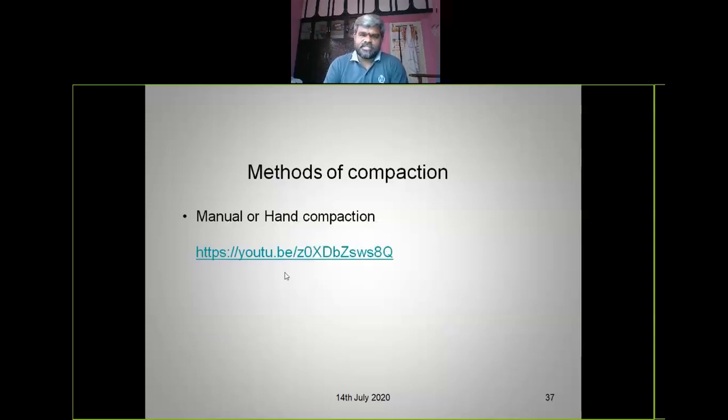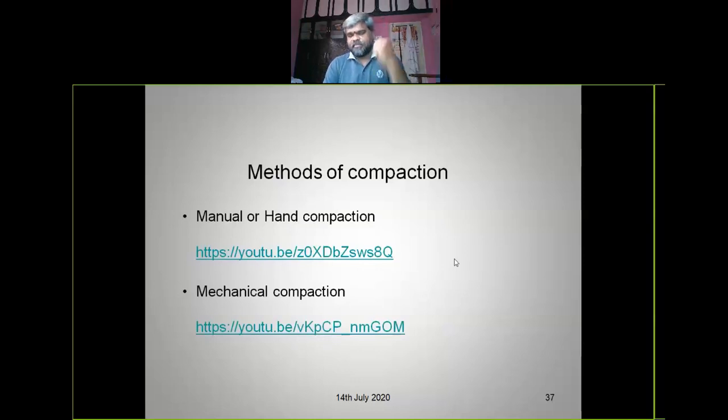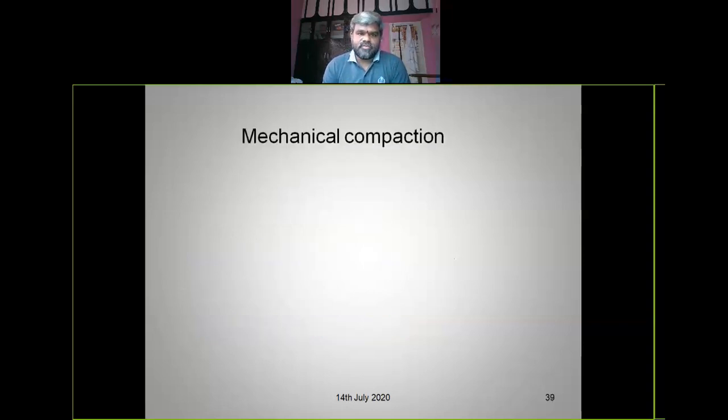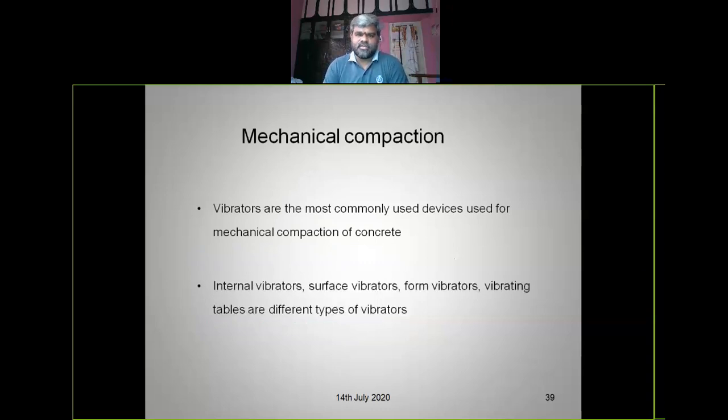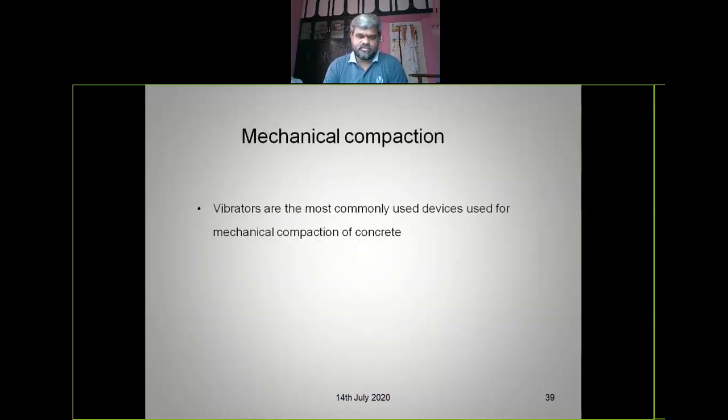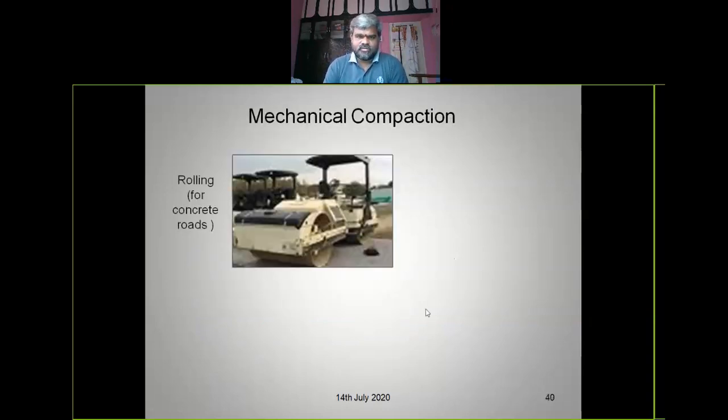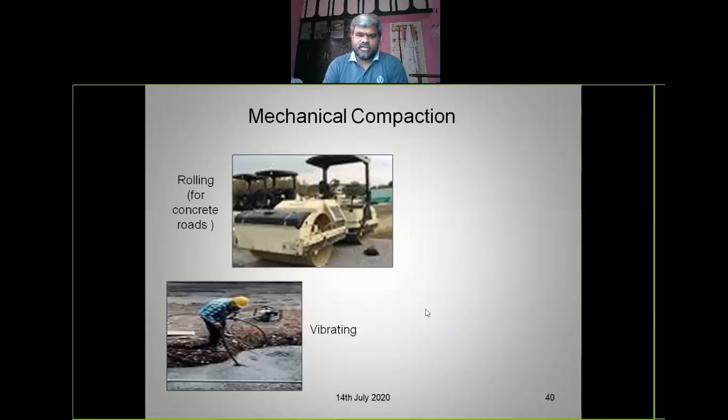Hand compaction or manual compaction is also there. Hand compaction means directly tapping with rods. Mechanical compaction means vibrators, needle vibrators, plate vibrators, right? So this depends on the type of the work, right? See, even rolling of the concrete is also done.